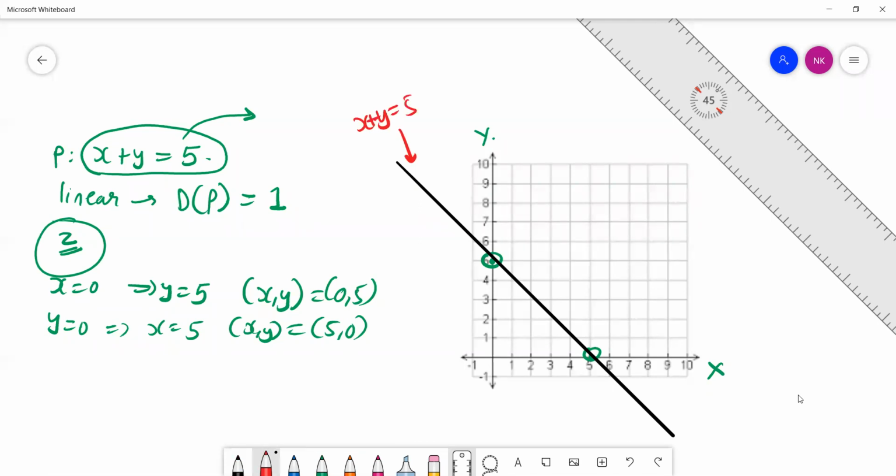This is what we all know. I guess this should be clear. This is the point 0 comma 5. This is the point 5 comma 0. Now we have seen in all our mathematical models, in this mathematical model development, that we have developed equations like x plus y greater than or equal to 5 or x plus y less than or equal to 5.